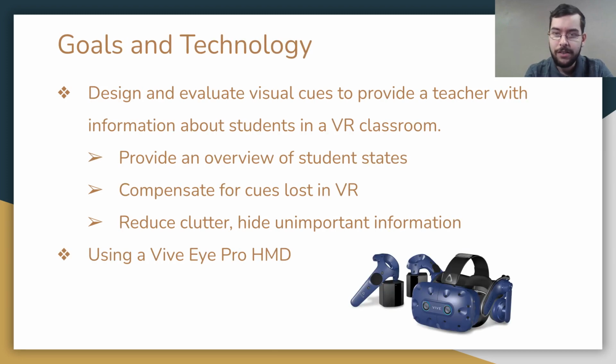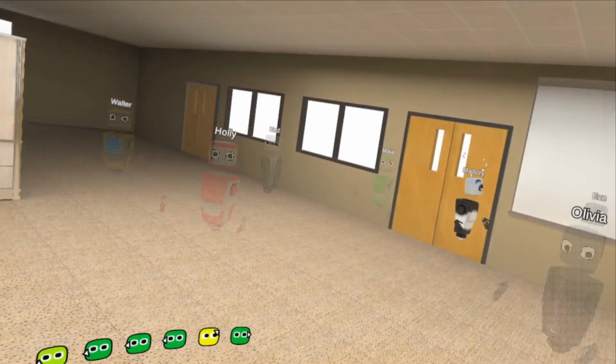So we set out to design and evaluate visual cues that would help solve some of these problems by providing the teacher with an overview of student states and compensating for some of the missing cues that are lost in VR. But we also wanted to make sure we're not showing so much information we're cluttering the teacher's view. The main piece of technology used here is a Vive Pro Eye HMD used to estimate student attention and to track the teacher's eye gaze for use in the interface.